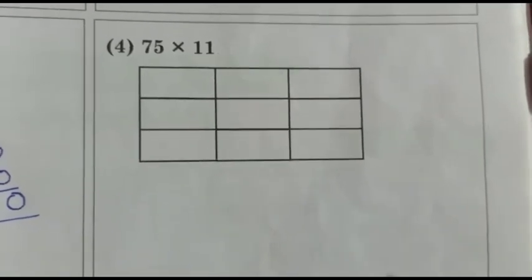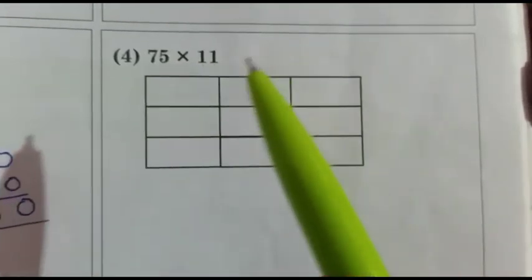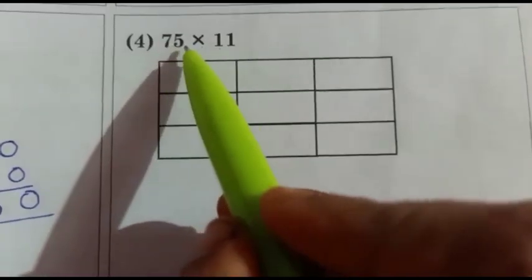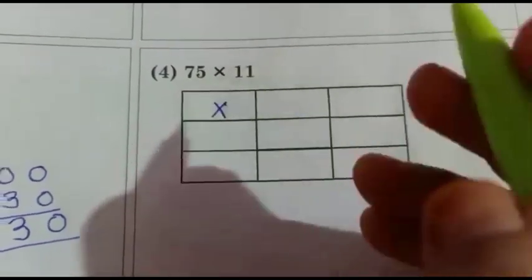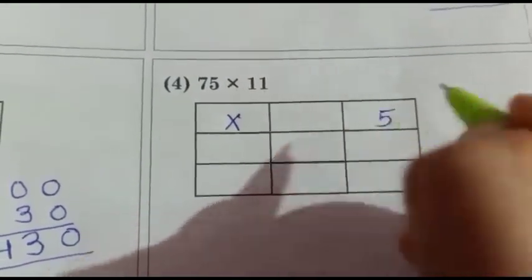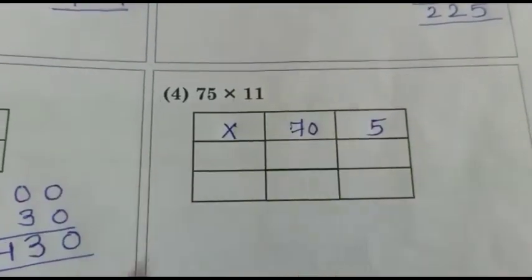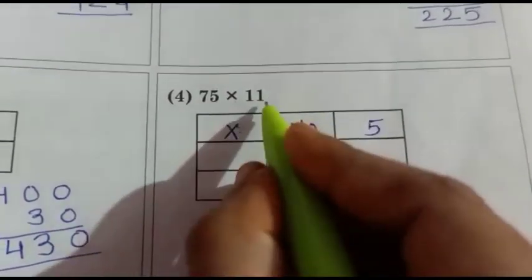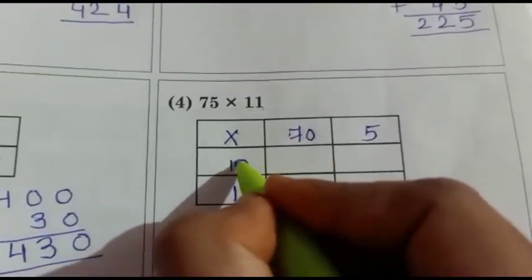Now students, look at the fourth one. Fourth one, it is 75 multiplied by 11. Now students, your first number is 75. First we will give the multiplication sign. Okay, first number is 75. So first write 5 at units place, 7 at tens place, that is 70. Okay, the next number is 11. So 11, that is 10 plus 1. So 1 is at units place, so you will write at units place. This 1 is at tens place, so you will write it as 10.